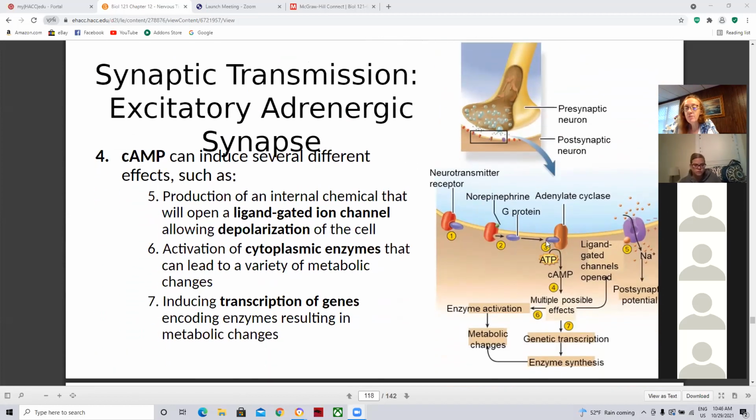The cyclic AMP then can go on to induce several different effects, such as production of an internal chemical that will open ligand-gated ion channels, allowing for the depolarization of the cell. The activation of cytoplasmic enzymes that can lead to a variety of metabolic changes and induce the transcription of genes encoding enzymes resulting in metabolic changes.